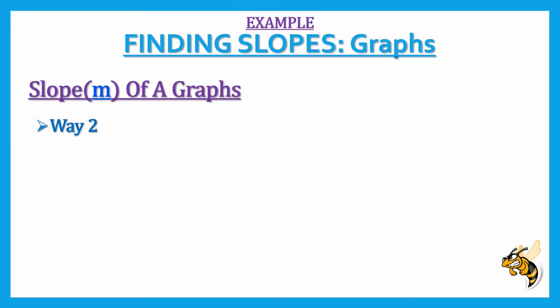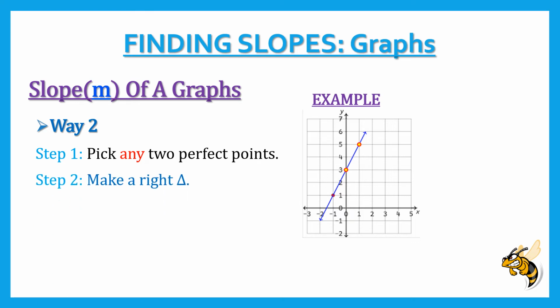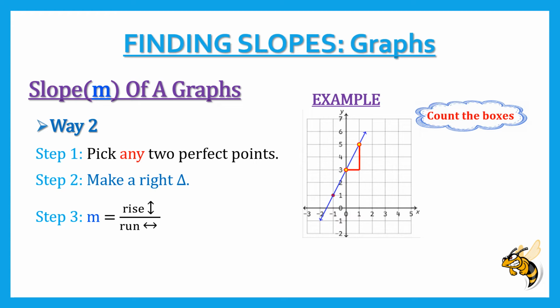Way 2. Step 1. Pick any 2 perfect points. Step 2. Make a right triangle. Step 3. M is equal to the rise over the run. And it's very important that we count the boxes.